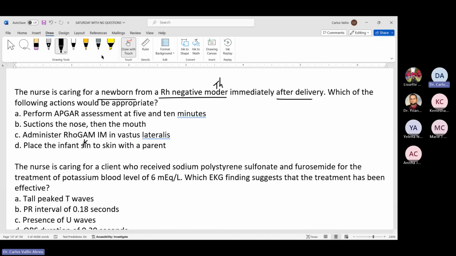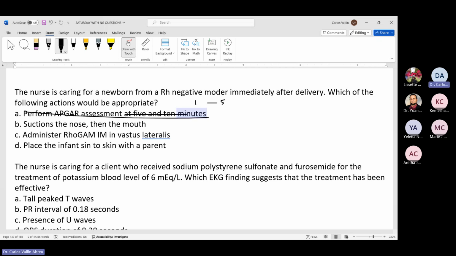Okay, probably you don't want to speak. In this case, the Rh negative is just a distractor. It is just to distract you. Of course, the Apgar test is done at the moment of birth at 1 minute, and then repeated at 5 minutes. So this option is incorrect, so we rule it out.